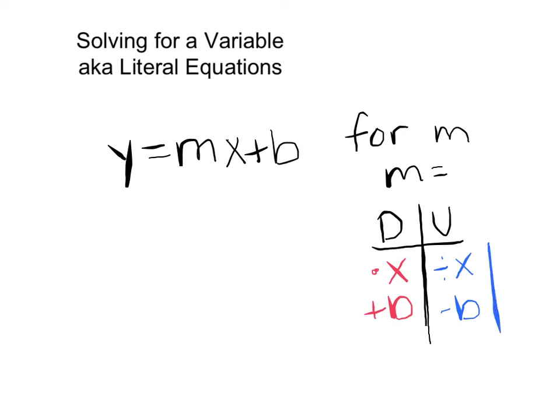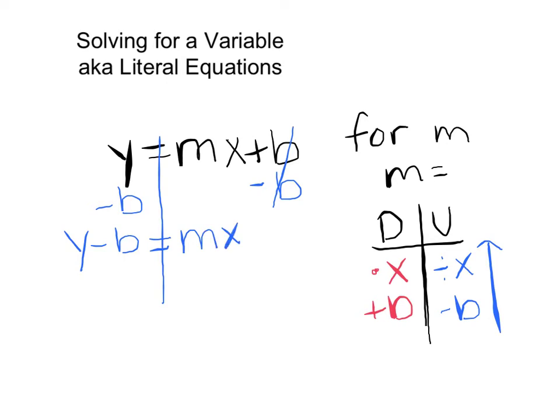Let's use our undo chart to solve this equation for m. So draw your line through the equal sign, and it looks like minus b. Subtracting b is the first thing you need to do. So now I have b and minus b, which cancel out. I have y minus b. Y and minus b are two different things, so they can't be combined. We have to just keep them as y minus b. On the other side, we have mx still.